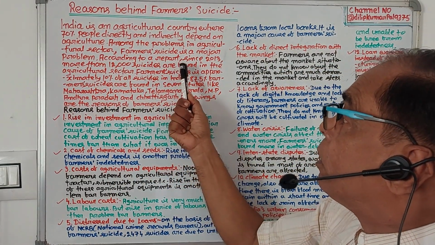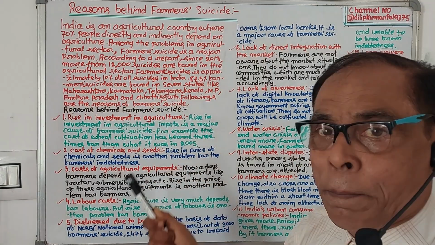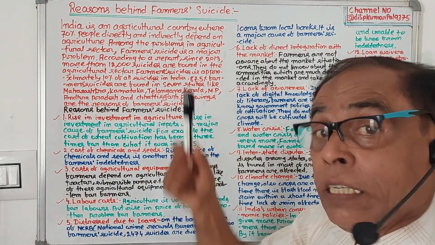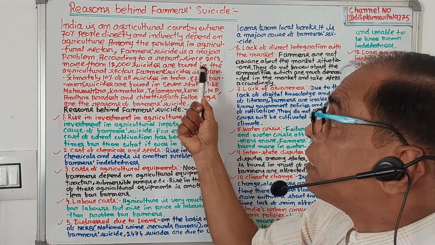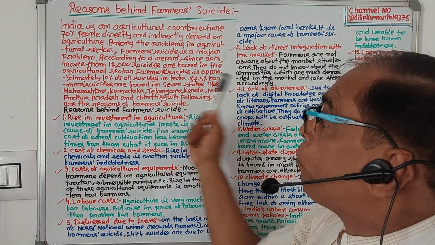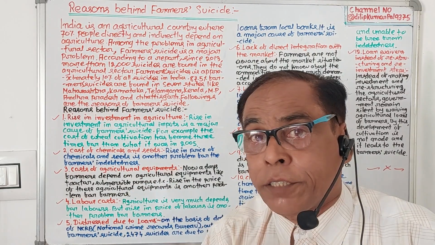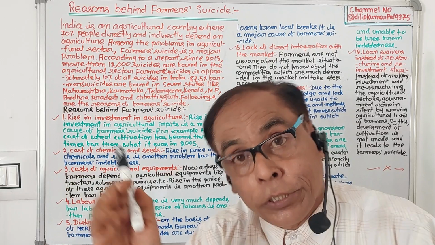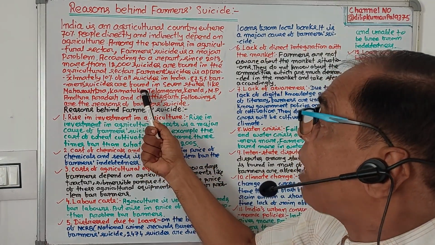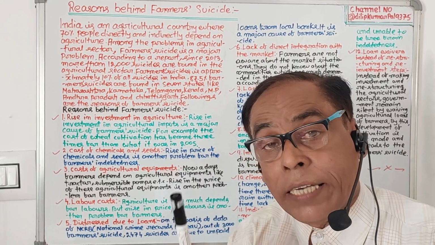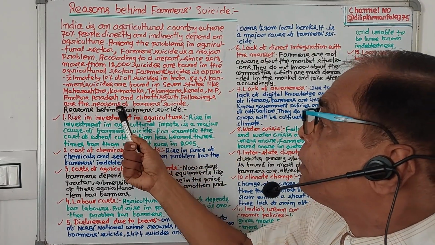According to a report, since 2013, more than 12,000 suicides have been found in the agriculture sector. Farmer suicide is approximately 10% of all suicides in India. 87.5% of farmer suicides are found in 7 states like Maharashtra, Karnataka, Telangana, Kerala, MP, Andhra Pradesh, Chhattisgarh.